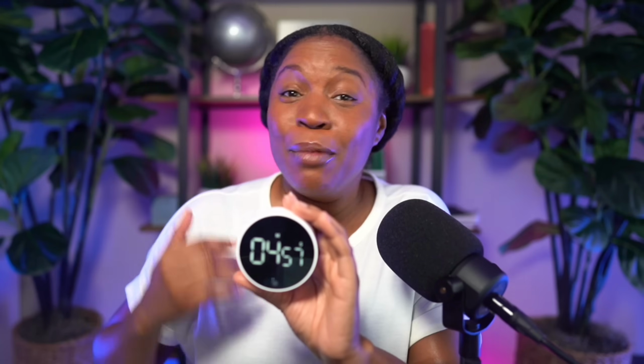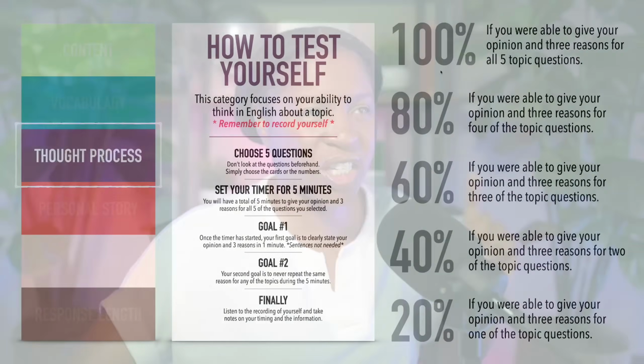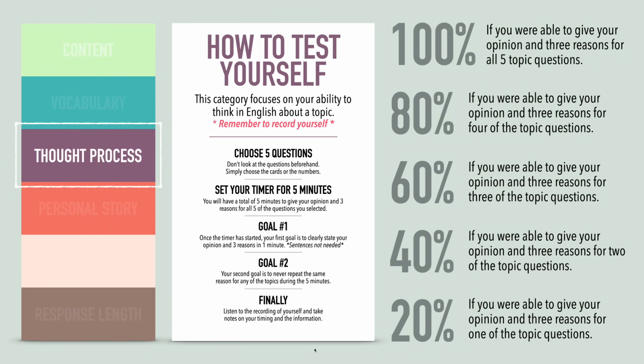So once this 5-minute timer starts, let's go back. I'm going to start the timer. You have to answer the questions. And it might take you longer or you might go shorter. But remember, you must give your opinion and 3 reasons for all 5 questions. If you're able to do that in a 5-minute period, you get a 100% for this category. If not, if you're only able to answer 4 of the questions, you get an 80%. If you're only able to answer 3 of the questions, you get a 60%. So you see again how you can score yourself for this section, this category.